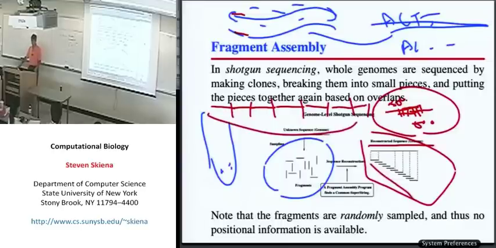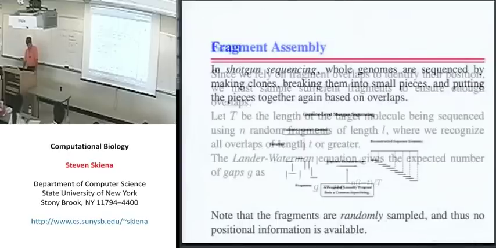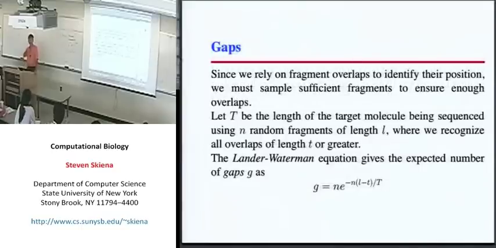And that gets back to what problem that we talked about? Shortest common superstring. Does everybody see that? So the problem of reconstructing the sequence basically becomes shortest common superstring at this point. Any questions about that? Okay. So this is how genomes were basically sequenced. Okay? Yes?